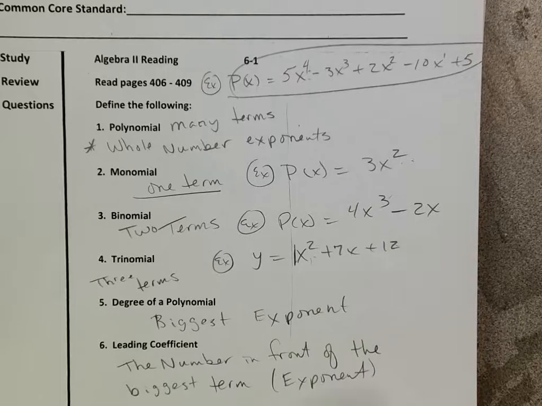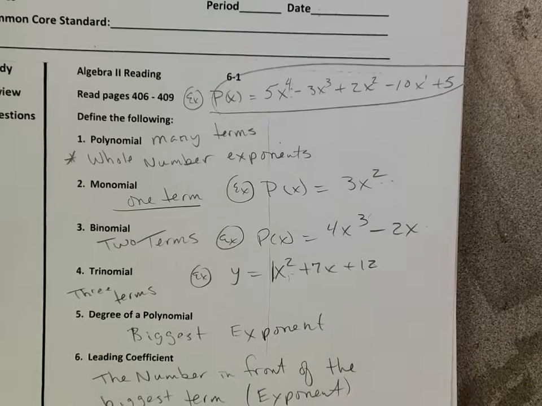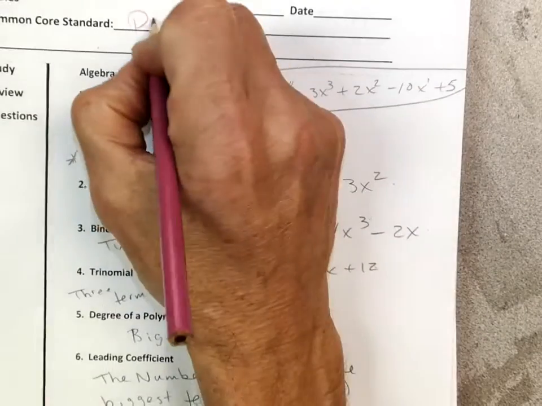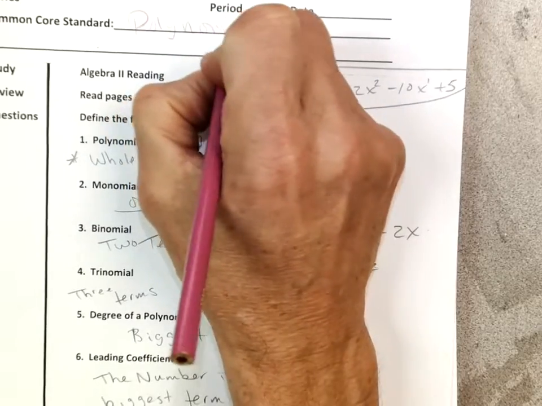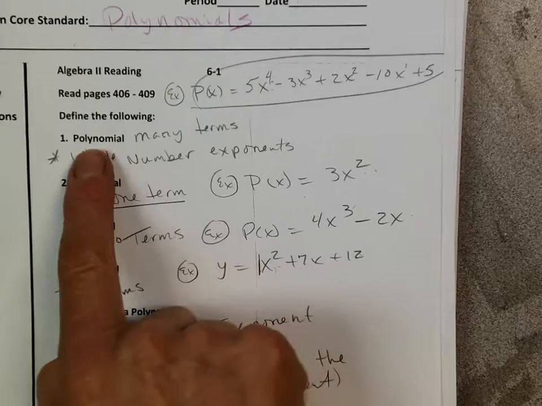Okay, so I want to go back through the reading real quick, just so I can get it on the recording. So today, polynomials, that's what we're talking about, okay? Polynomials. And what we know about polynomials is that poly means many, so it's many terms.